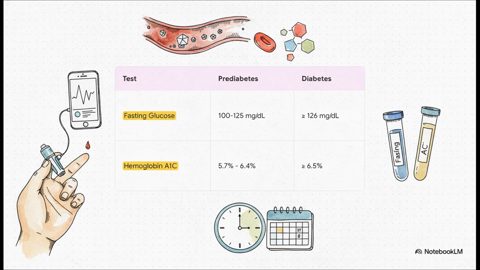One common test is the fasting blood glucose. That's just checking your blood sugar after you haven't eaten overnight. But an even more powerful test is the hemoglobin A1C. Think of it like a batting average for your blood sugar control over the last 2 or 3 months. And as you can see in this table, there are very specific numbers that tell us if someone is in the prediabetes range or if they have a formal diagnosis of diabetes.